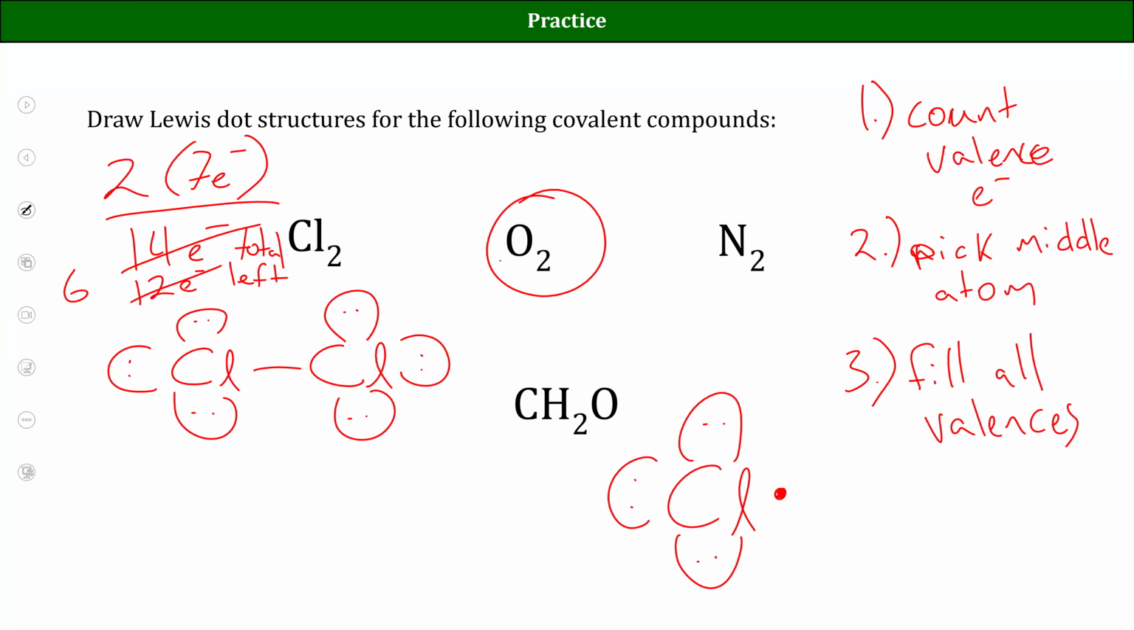Questions on Lewis dot structures? What's the theory behind not being able to make a quadruple bond?